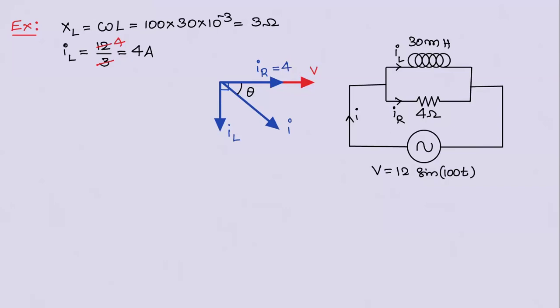Next part. R we know. R is equal to 4 ohm. IR is equal to 12 by 4, which is equal to 3 ampere. Okay. IL is equal to 3 ampere.